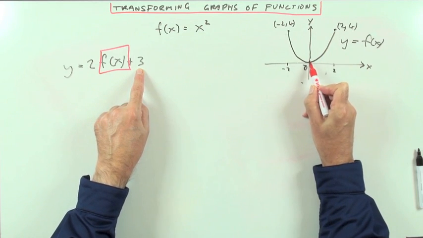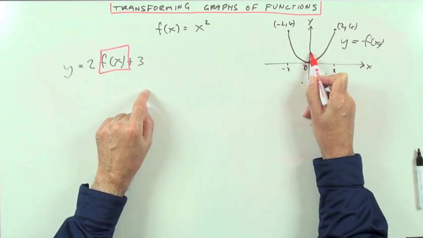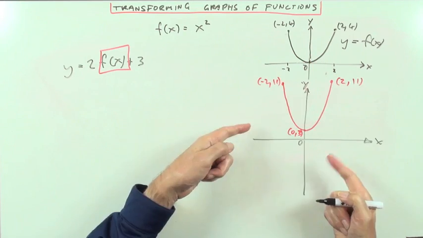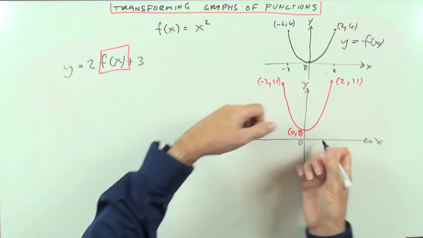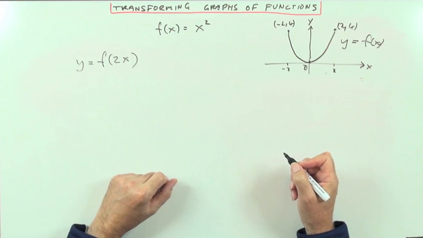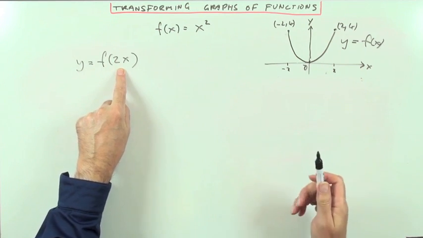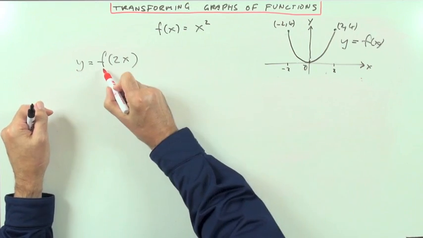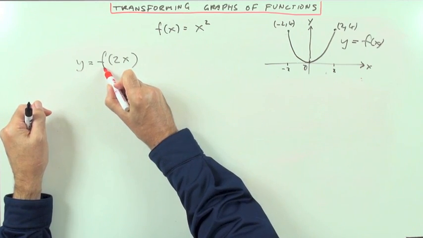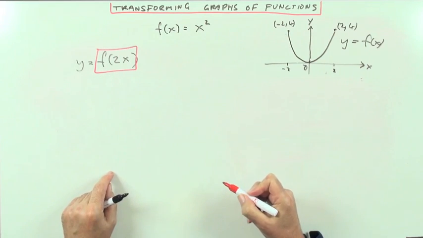At the origin, it will still stay at 0, but the new answer will be 2 times 0 is 0 plus 3 is 3. So you would get this for the new graph, where it's been stretched to twice its height and lifted up 3. If it says y equals f of 2x, then what that's saying is the original answers aren't going to be changed. There's no alteration to the original calculation.